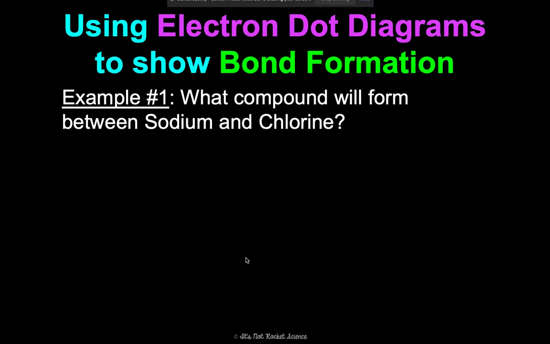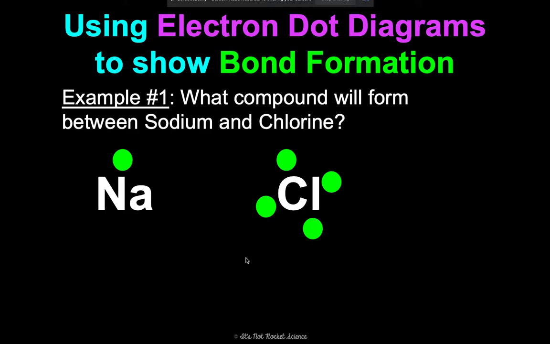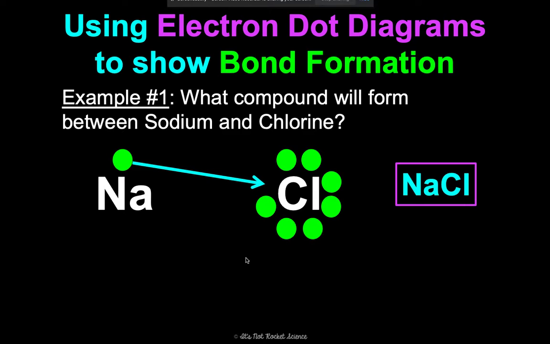So let's go over an example. What compound will form between sodium and chlorine? First of all, sodium has 1 valence electron like this. Chlorine has 7, and you place them just like that. Now what you're going to do is transfer the electron from the metal to the non-metal, just like this. And that is the chemical formula that you come up with for sodium and chlorine. That's sodium chloride.